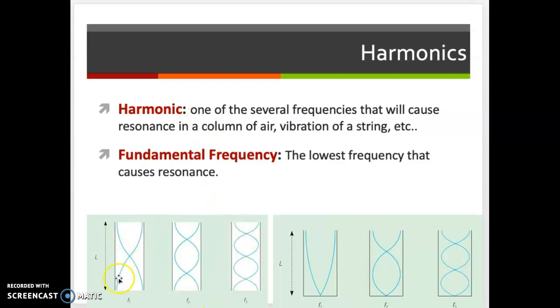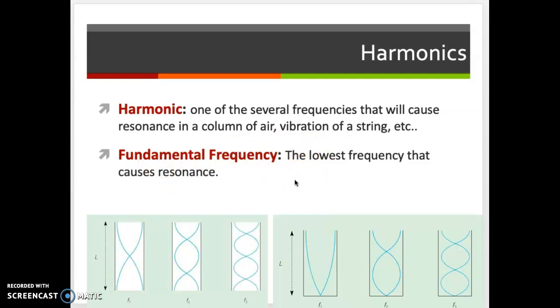So for an open pipe, these are pictures of an open pipe. This is the simplest way you could get a wave to sit in there, with antinode, node, antinode. And this is talking about where the pressure is changing a lot, where the pressure is not changing at all, and where the pressure is changing a lot again. That's the simplest way, and that's called the first harmonic. This is the second harmonic. This is the third harmonic. Each of these is just the next simplest way that you could get air to sit in that pipe with an oscillation. The simplest way, the first harmonic, is also called the fundamental frequency.